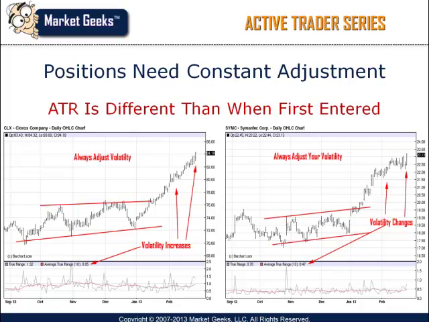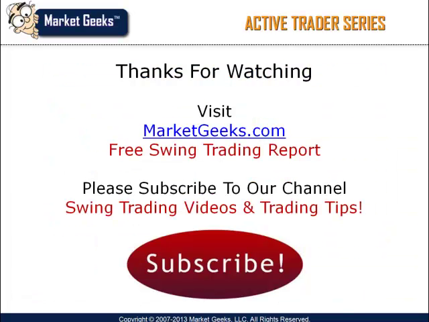Notice how the volatility changes as both stocks rise. Volatility needs to be adjusted as both positions will increase or decrease in volatility. Both Clorox and Symantec have different ATR levels than when we first entered the order. A good practice is to recalculate your ATR every few days to make sure your positions are as equal to each other as possible. That's it for today's tutorial.